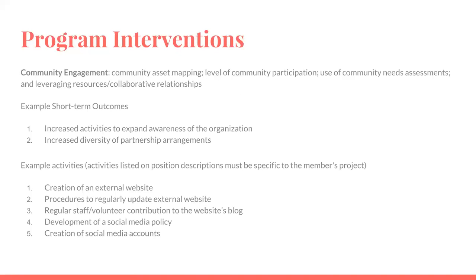So the first intervention is community engagement. This includes asset mapping, use of community needs assessment, and leveraging resources and collaborative relationships. We have some examples of outcomes and activities. An example short-term outcome is increased activities to expand awareness of the organization or increasing the diversity of the partnership arrangements. Example activities for these would be the creation of an external website for the organization, development of a social media policy, or regular staff and volunteer contributions to the website's blog or online newsletter. So that's community engagement.